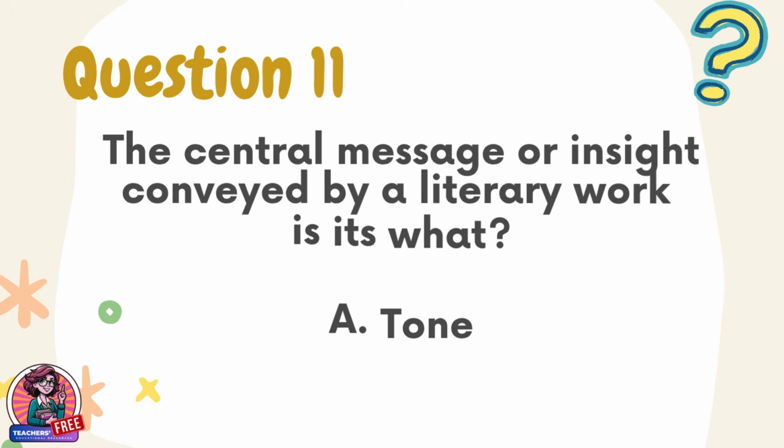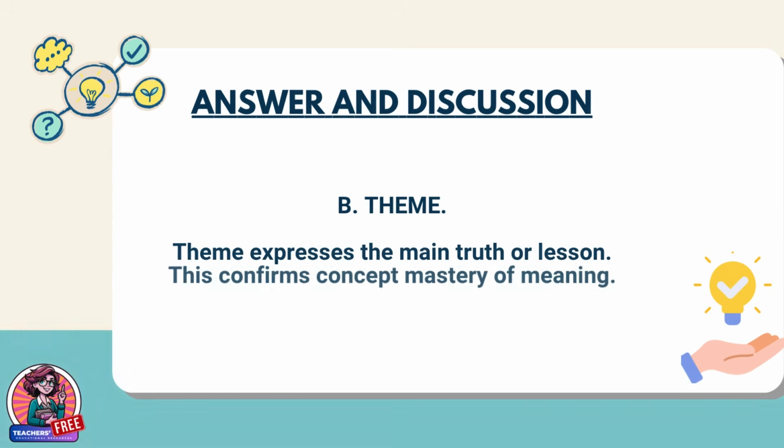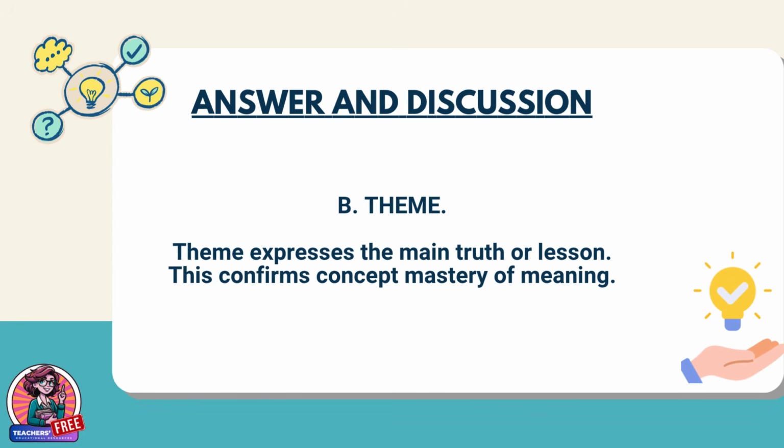Question 11. The central message or insight conveyed by a literary work is its what? A. Tone. B. Theme. C. Mood. Answer. B. Theme. Theme expresses the main truth or lesson. This confirms concept mastery of meaning.